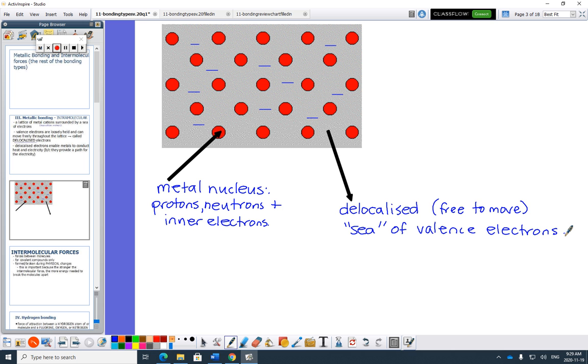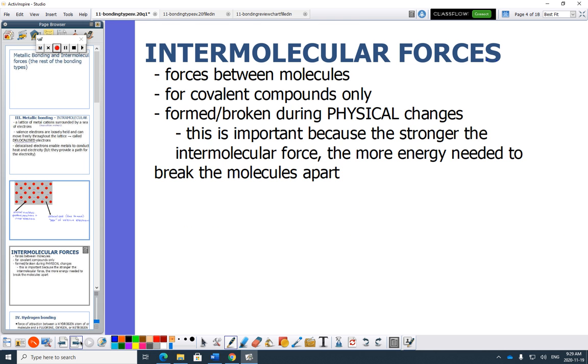Metallic bonding, transition metals. So when you get to the intermolecular forces, it is between molecules, which was a definition we wrote yesterday. And we talked about only for covalent or molecular compounds. Again, because ionic is cation, anion, cation, anion, cation, anion. Very boring, very rigid structure, which you'll get to see today. So these are formed and broken during physical changes.